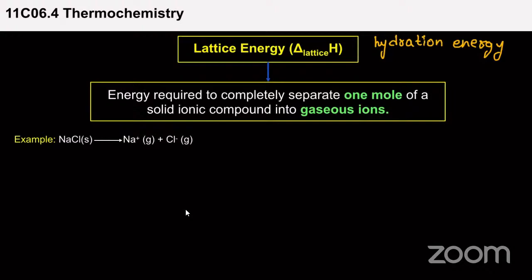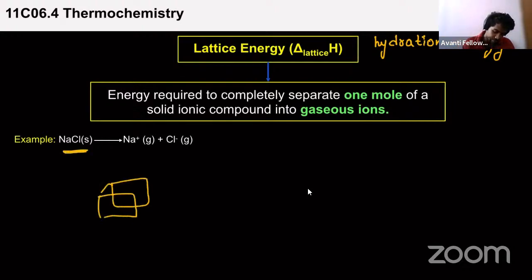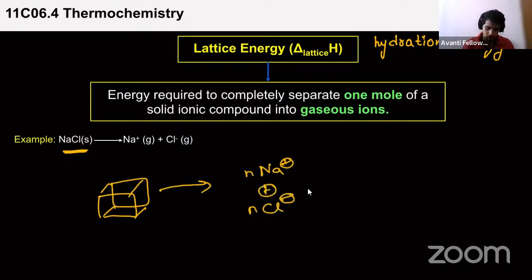For today, let's see what lattice energy is first, represented as delta H lattice. This is nothing but the energy required to completely separate 1 mole of a solid ionic compound into gaseous ions. Now let's say we are taking 1 mole of NaCl crystal, a 3D crystal. We are disintegrating it totally into n number of Na plus ions and n number of Cl minus ions. This is what we'll be doing.